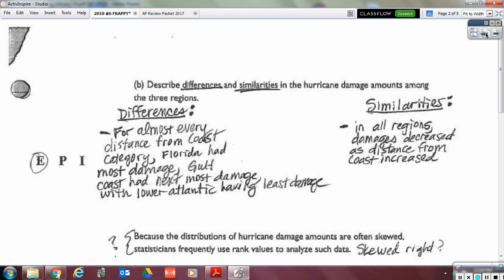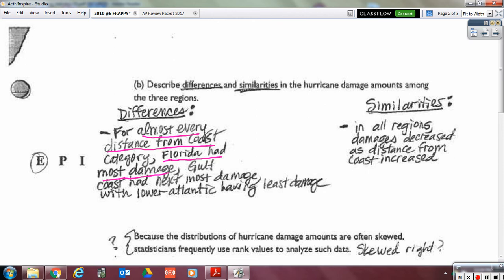For example, for the differences, Florida had the most damage across all distances. For almost every distance from the coast, Florida had the most damage. And then I went ahead and said Gulf Coast had the next most and Lower Atlantic had the least. But as long as you said Florida had the most.